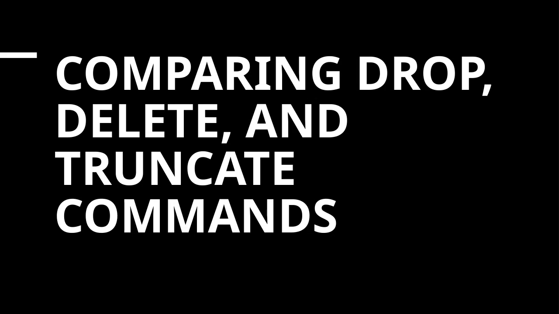Next, we'll look at the differences between drop, delete, and truncate commands. These are all used to remove data or database objects, but they work in distinct ways and have different impacts. Drop removes an entire table or database object permanently, including its structure and data. Delete removes rows from a table based on a condition, but retains the table itself. Truncate quickly deletes all rows in a table without logging individual row deletions, which makes it faster but less flexible than delete. Understanding when and how to use each command is important for managing data safely and efficiently.